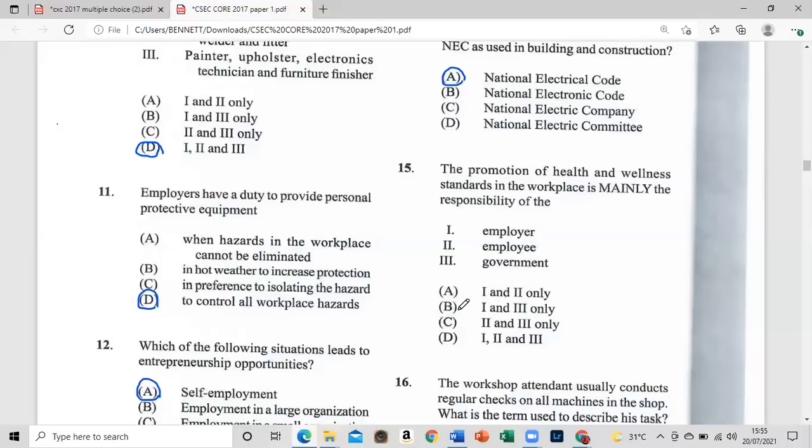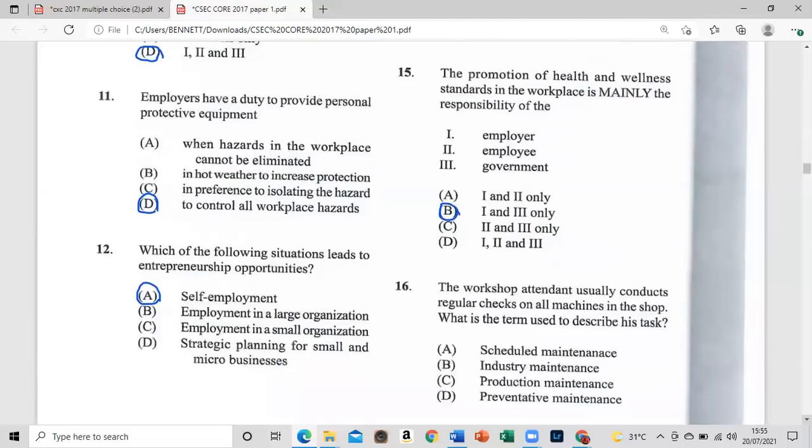It's 1 and 3 according to the answer sheet that I was given. I was just thinking about it. But in reality, the government does not care about us.